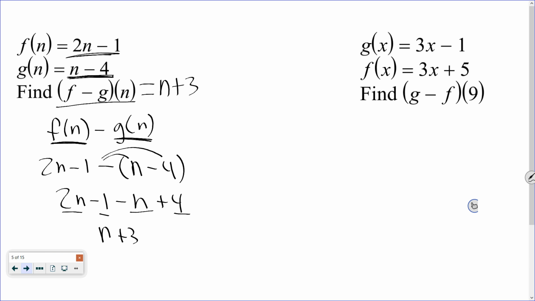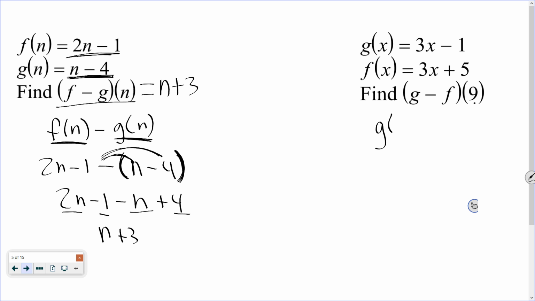So it's just like the addition. Just remember, put the second expression in parentheses so you can make sure you carry that minus through. But other than that, it's just like the addition. Let's come over and do this one. This time I've got a number to plug in. I'm plugging in 9. So again, rewrite it.